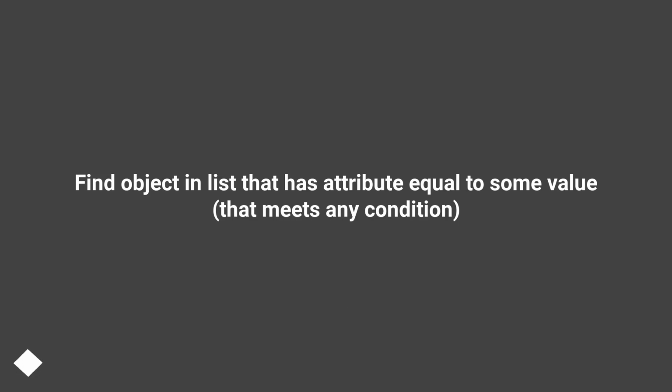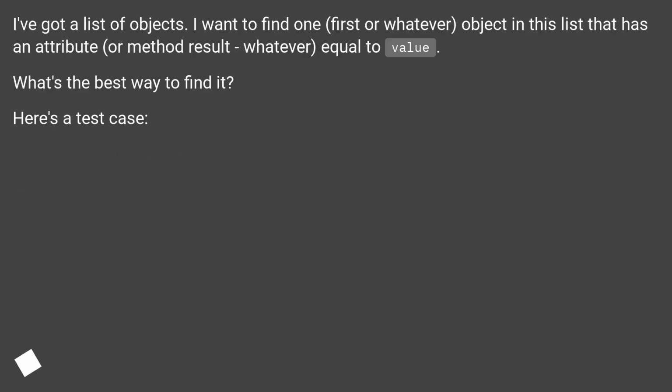Find object in list that has attribute equal to some value that meets any condition. I've got a list of objects. I want to find one, first or whatever, object in this list that has an attribute or method result, whatever, equal to value. What's the best way to find it? Here's a test case.